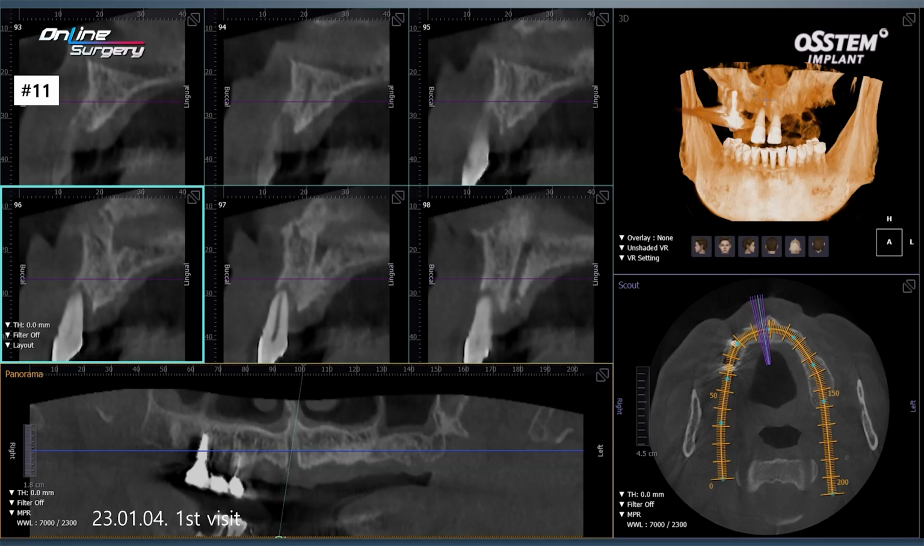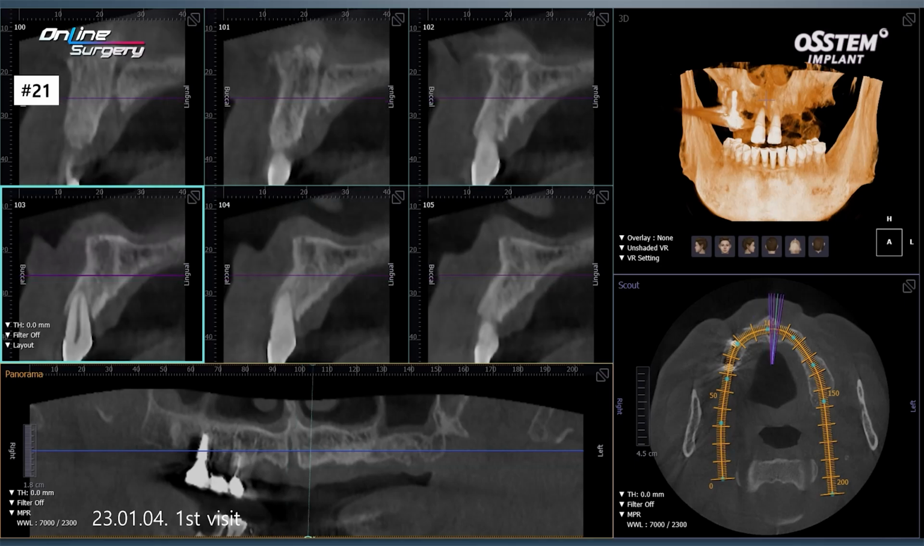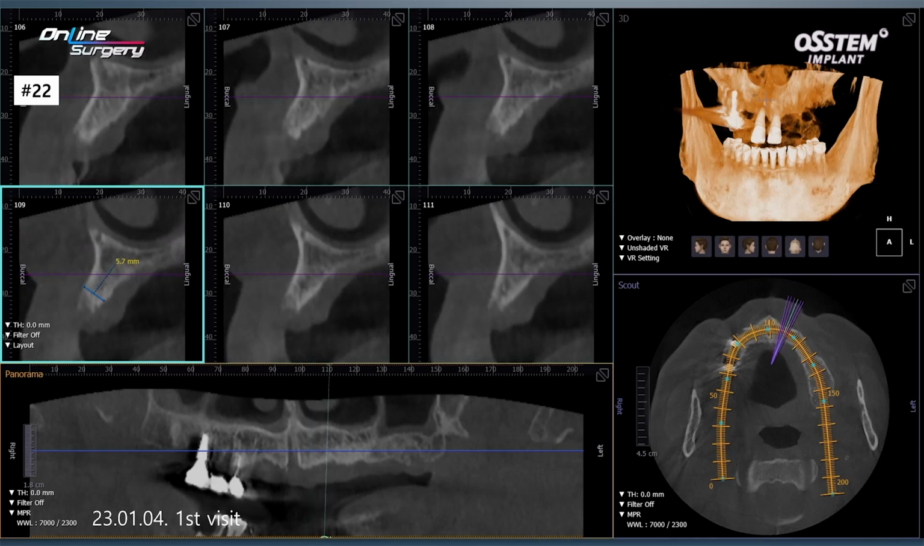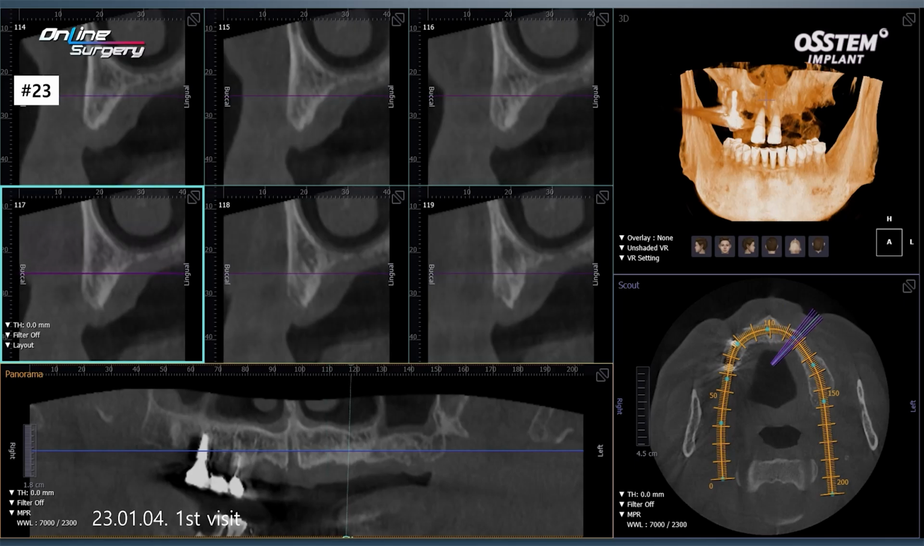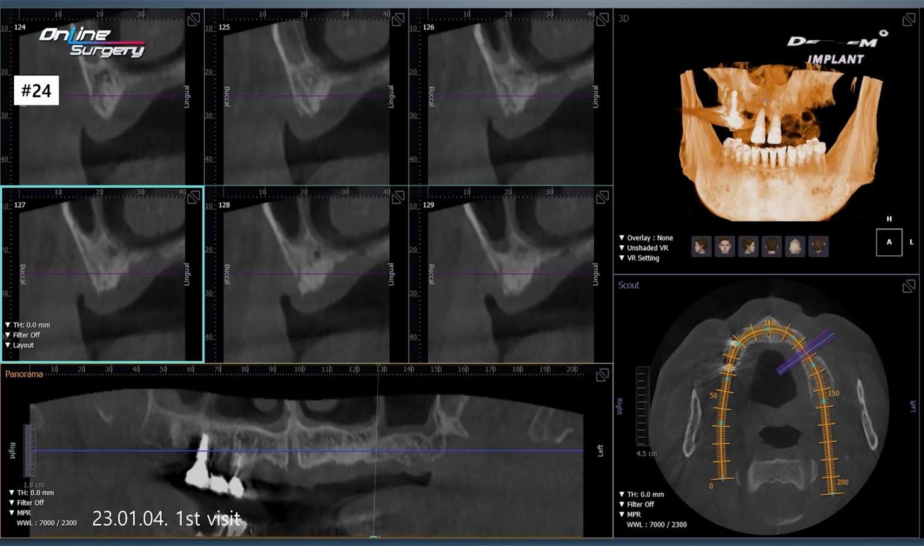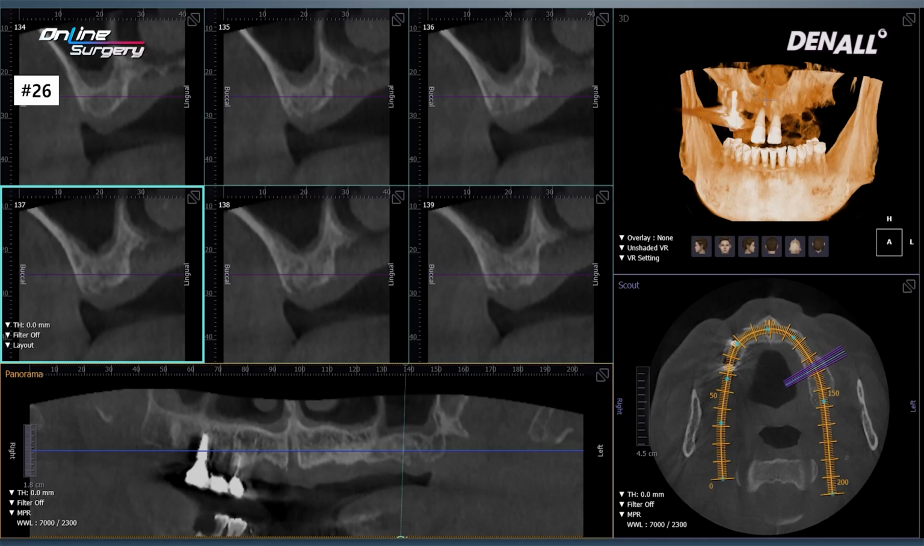Number 11, there is severe mobility, and for number 21, it's less mobile. Let's move on to number 22. More so than thought, the height and width of residual bone was okay, so implants were planned for number 22, 23, and 24. For number 26, OneCAS was planned for implant placement.